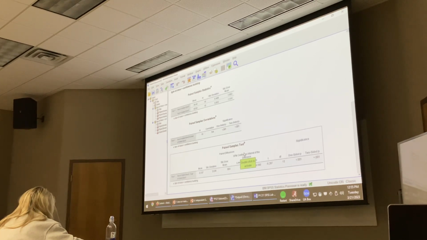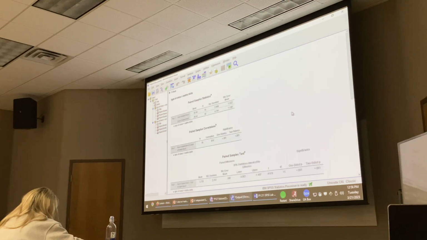Yes? Did you say we didn't need the estimate of effect sizes? You don't have to estimate effect sizes. You can uncheck that box. If you keep it checked, it's gonna give you more numbers to grapple with, so I would honestly just uncheck it, but it's not gonna hurt your grade either way.